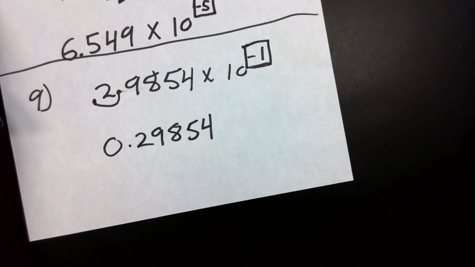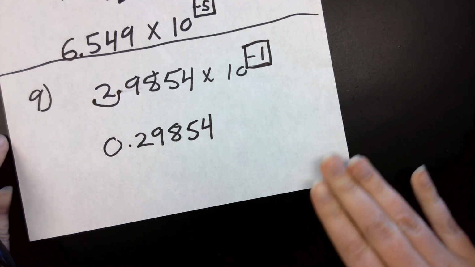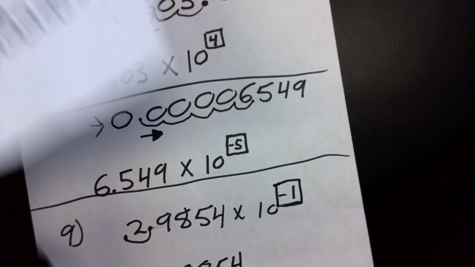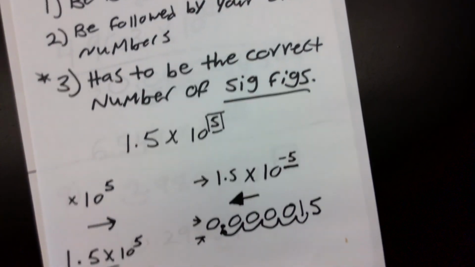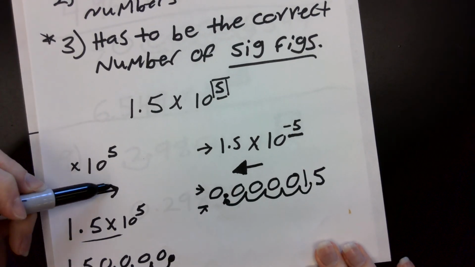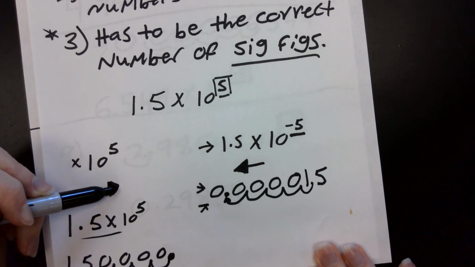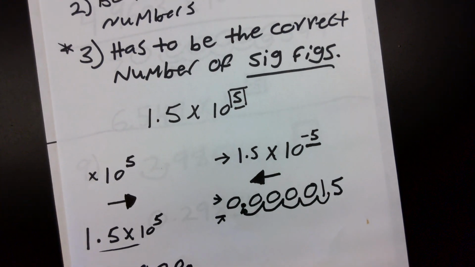Okay? Anyway, that's it for scientific notation. Sorry, this one was a little bit more long-winded, but I wanted to make sure that we understood the rules as well as learning which way our arrows go when we have different exponents. Okay?